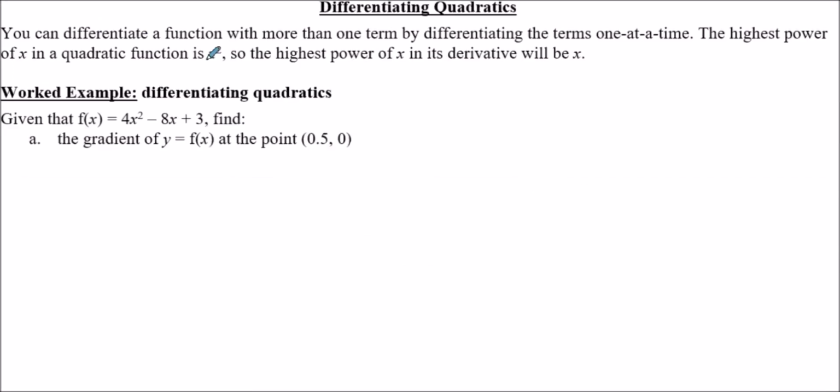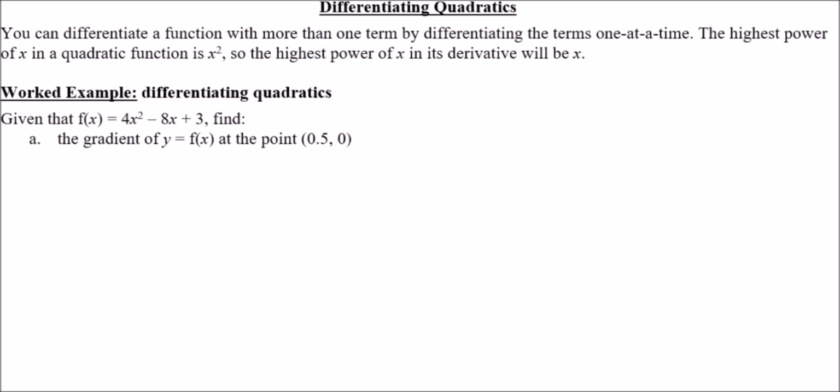So worked example 3, we can differentiate a function with more than one term by differentiating the terms one at a time. The highest power of x in the quadratic function is going to be obviously x squared, and so once it's been differentiated, the highest power of x in the derivative will be just x. And so for this example, we've got f of x is 4x squared minus 8x plus 3. We need to find the gradient when x is 0.5.